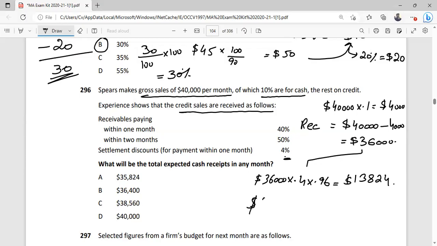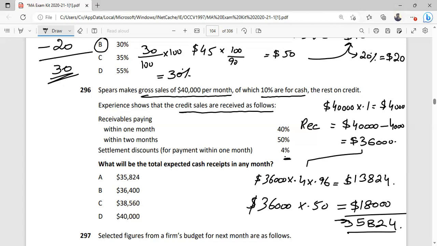Remaining 50% are receivables in the next month. So 36,000 into 0.5, 18,000. Sum is 35,824. This is the total expected cash received in any month. A is the right answer.